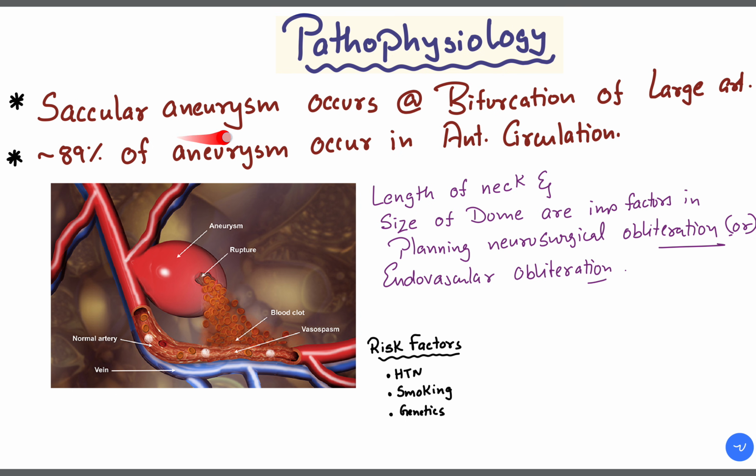Saccular aneurysm occurs at bifurcation of large arteries, and 89% of the aneurysms occur in the anterior circulation. Okay, and there is one peculiar thing to note here, that the aneurysm has both a neck and a body and a dome. So the length of the neck and the diameter of the dome are important factors in planning neurosurgical obliteration and endovascular obliteration.